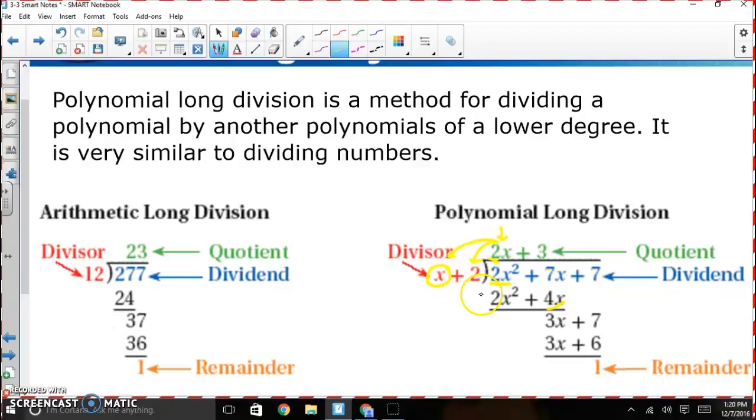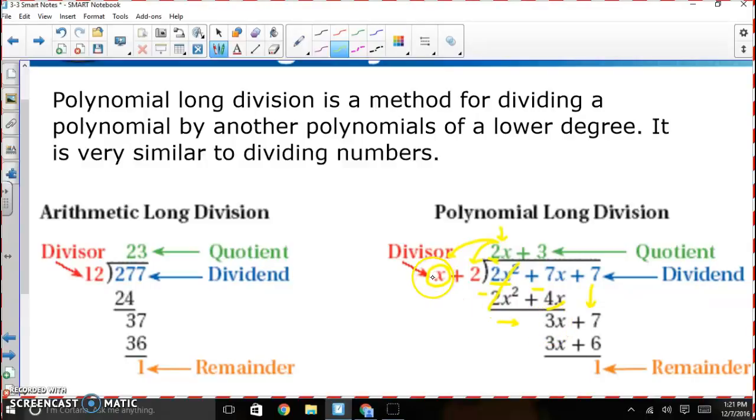Just like arithmetic, we are technically finding what's left, so we're going to change that to subtraction for each term. If you've done this correctly, the first leading term should always cancel. From there, 7x minus 4x leaves us with 3x. Now 3x isn't enough, so we're going to bring down the next term, 3x plus 7. And we start the whole process over again.